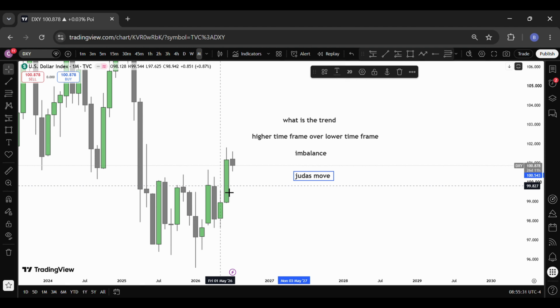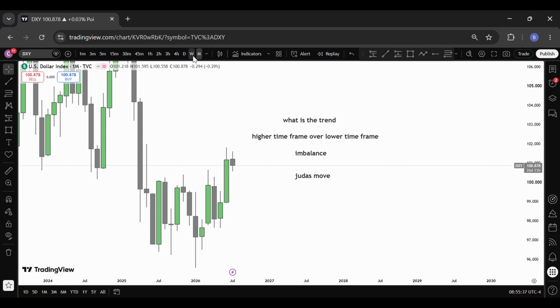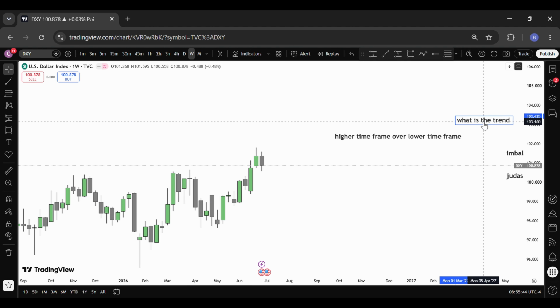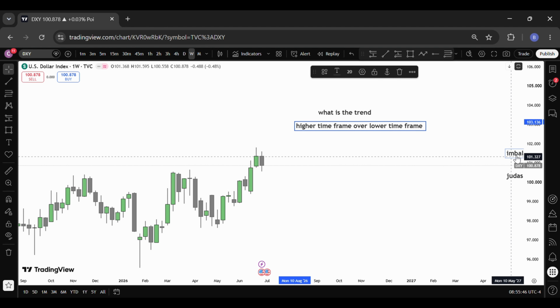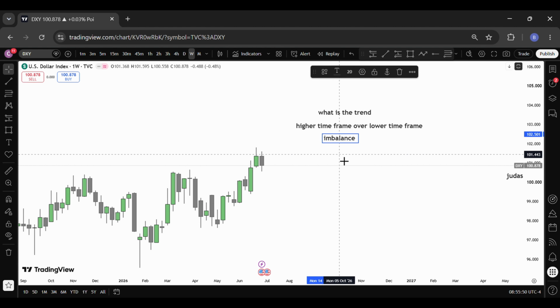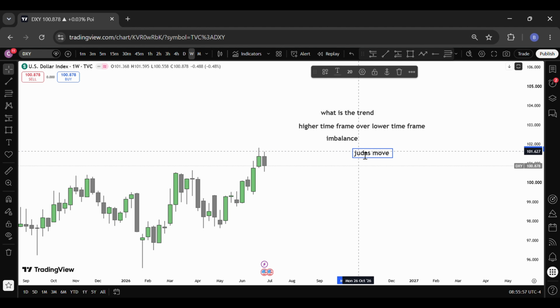Where are we going to anticipate the Judas move reaching into? You already have a view on the monthly time frame. What you need to do now is scale to the weekly time frame. You do it step by step. Now, what is in the weekly time frame? This is where you can start looking out for imbalances or liquidity. In this case, you look for imbalances because you're expecting price to have a retracement to the downside.